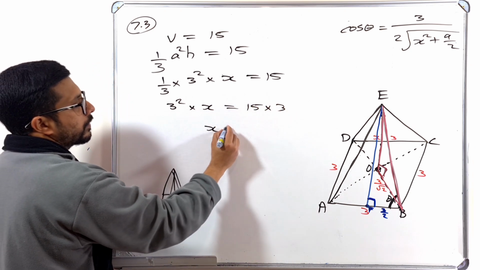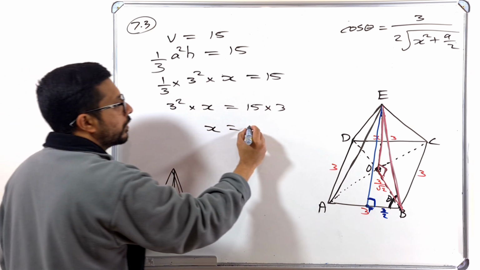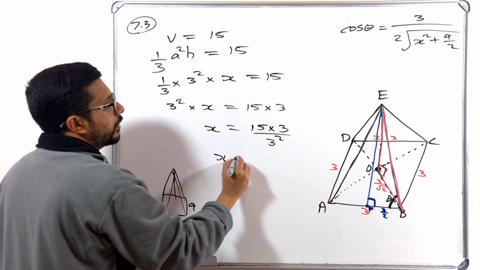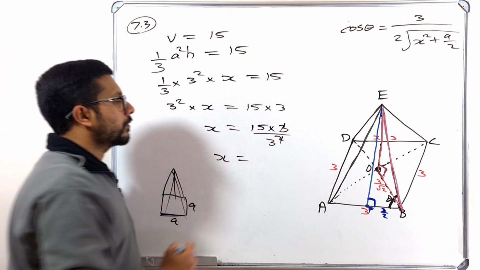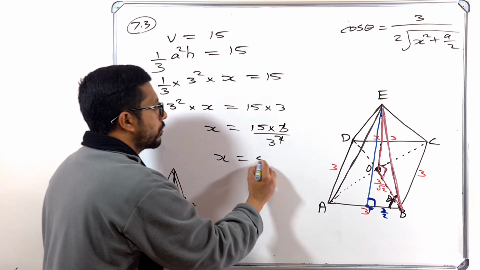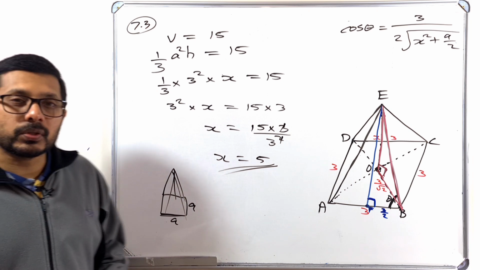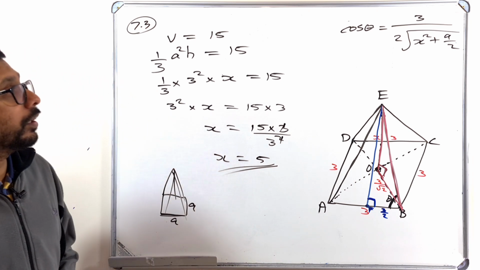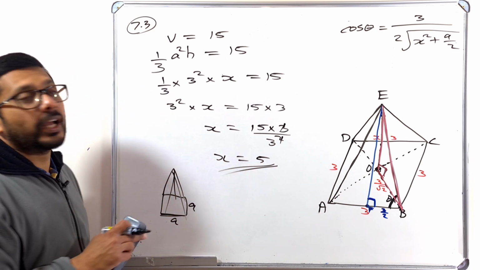From here, what is x? This is multiplication. So other side it is division. So it is 15 times 3 divided by 3 square. So check in your calculator what is the value. 3 cancel. You don't worry about this one. You can use your calculator. Okay. So 15 divided by 3 is 5. So it means that the value of x is 5. Now what is the question? You have to find the value of theta.